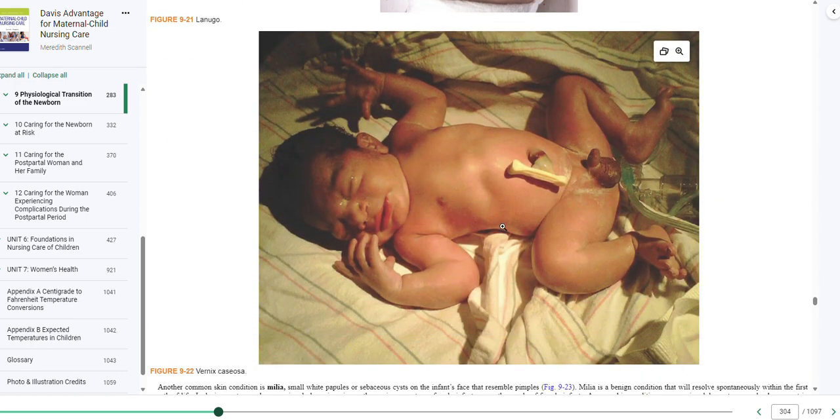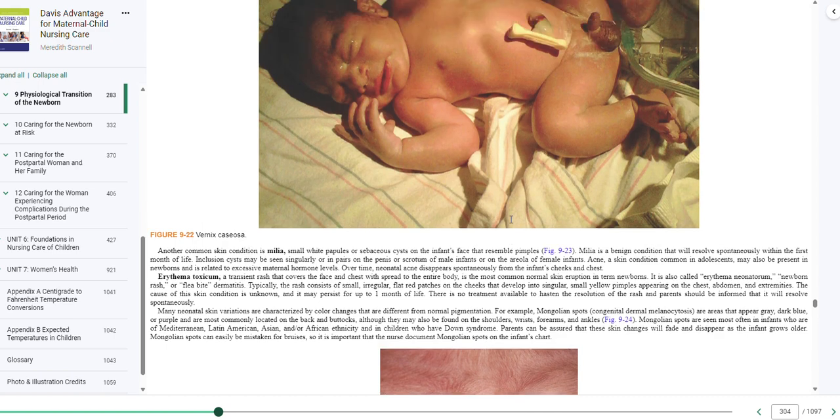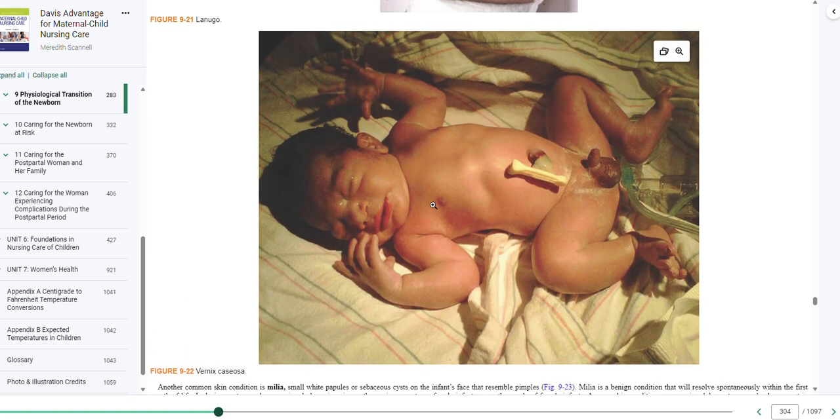Vernix caseosa is that waxy, sticky white substance that's in all of the creases on the baby. This serves as a water protectant, almost like a wax to protect the skin from the amniotic fluid. Okay, that's why your babies aren't born looking like a raisin, because they have this vernix to protect their skin.